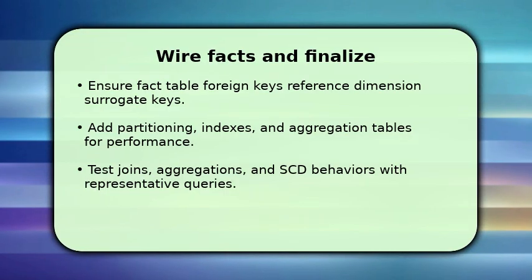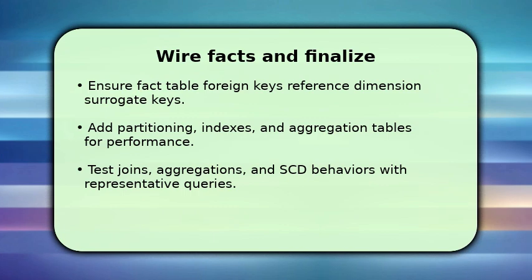If results differ from expectations, check key mismatches and attribute versions first. Missing surrogate lookups or wrong grain are the most common sources of errors.